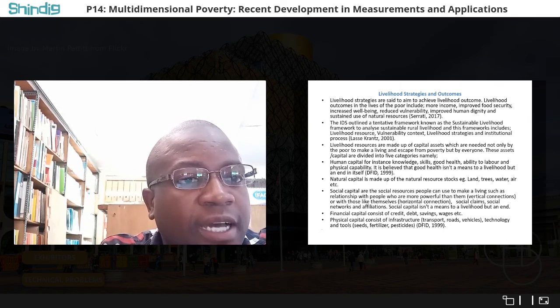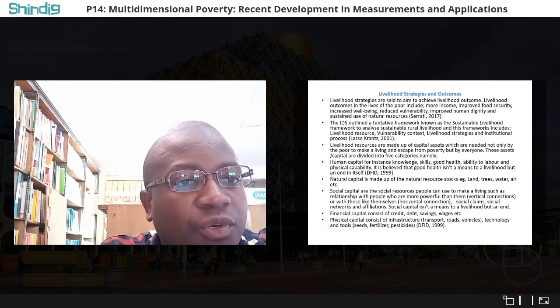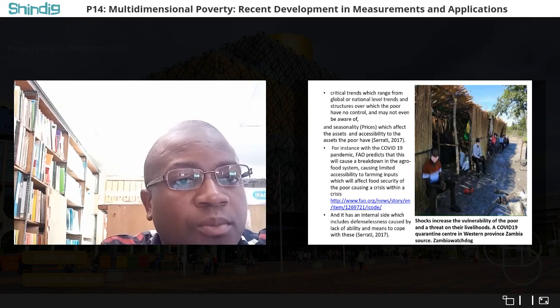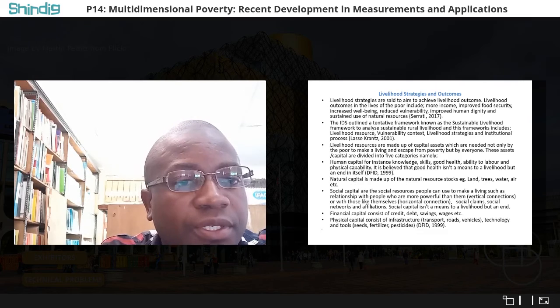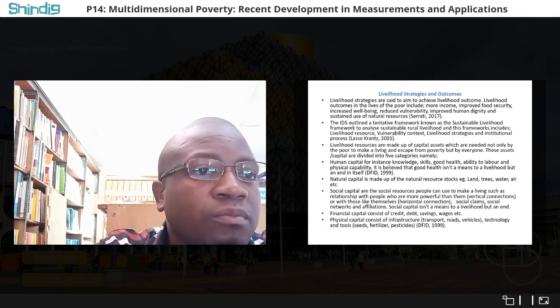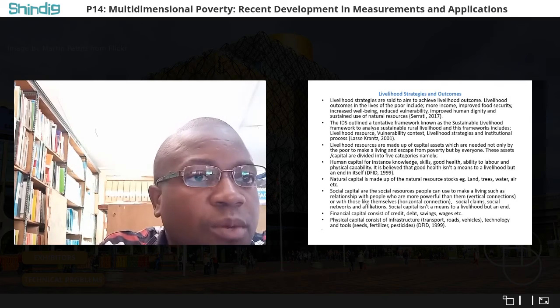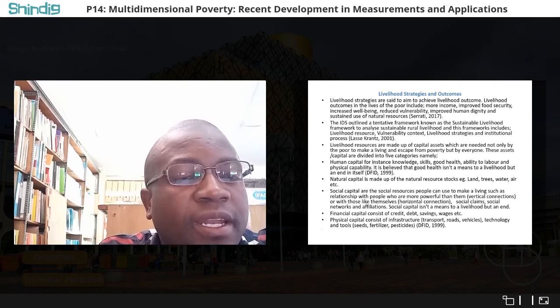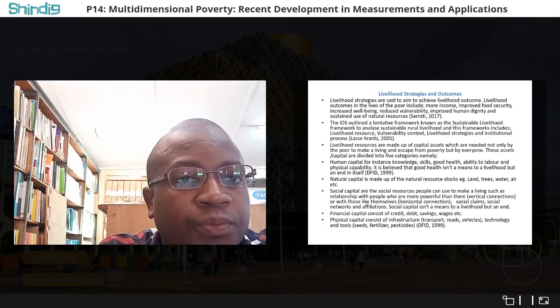These assets are divided into 5 categories, namely human capital, for instance, knowledge, skills, good health, ability to labor; natural capital, which is made up of natural resources, stocks, land, trees, air; social capital; financial capital; physical capital. The sustainable livelihood approach to poverty provides, through the sustainable livelihood framework, a framework of analyzing livelihood and serves as an entry point for development interventions for both government and donor countries.